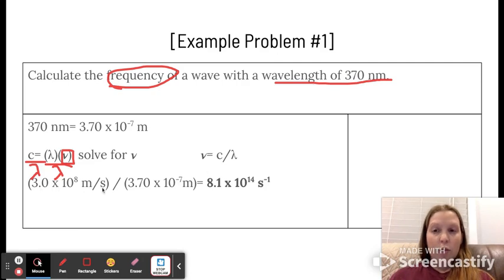So we're going to do speed of light divided by our wavelength given. Remember, we divide our numbers out front and then we subtract our exponents. So it would be 8 minus a negative 7, which will be 15, but then you do our math here, you got to move your decimal. So we come out with 8.1 times 10 to the 14th per second.